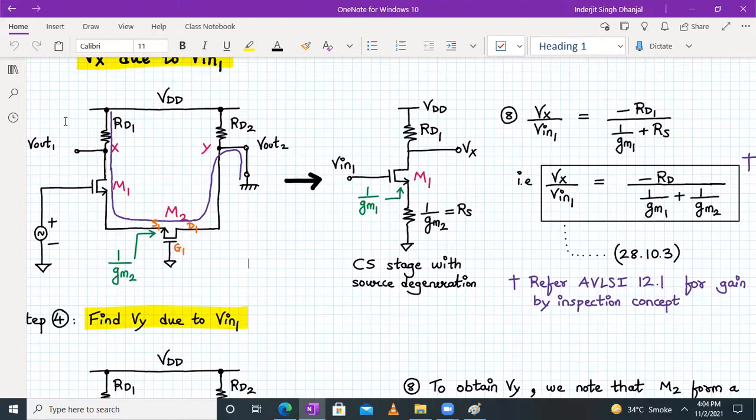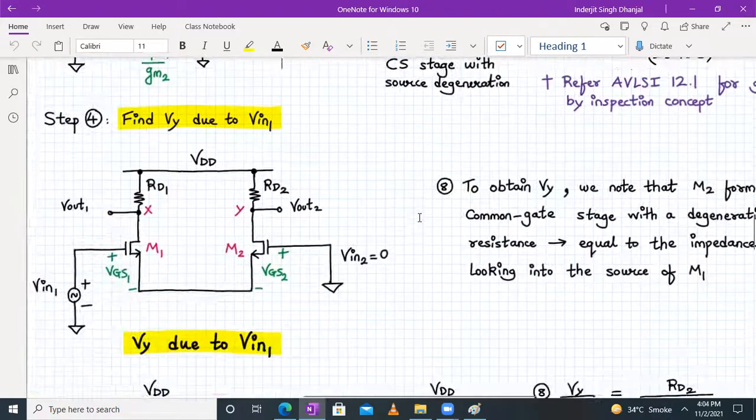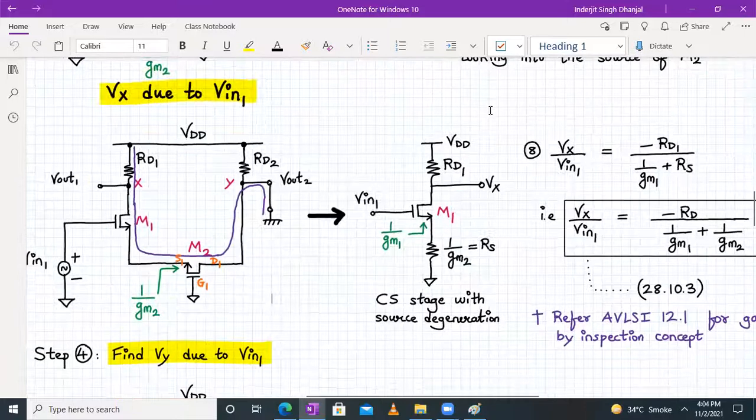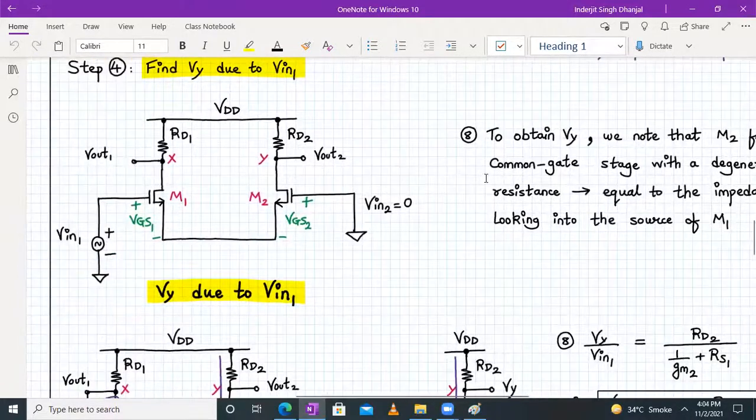Now, Vx upon Vin1 will be written as minus RD1 divided by 1 upon gm1 plus RS, where RS is nothing but 1 upon gm2. So Vx upon Vin1 will be minus RD divided by 1 upon gm1 plus 1 upon gm2. Correct? Earlier, we found the Vx value due to Vin1, and now we will find the Vy value due to Vin1.